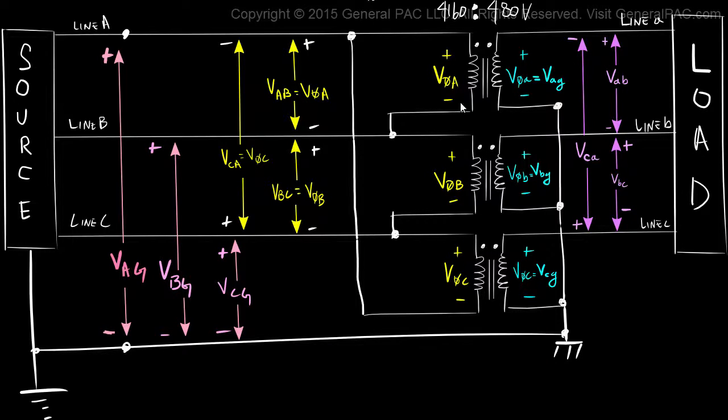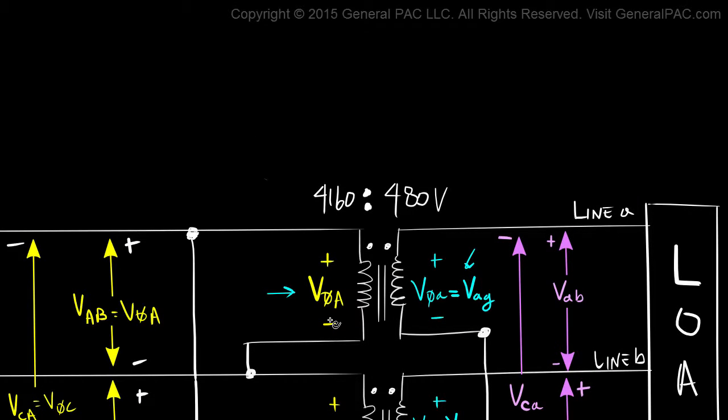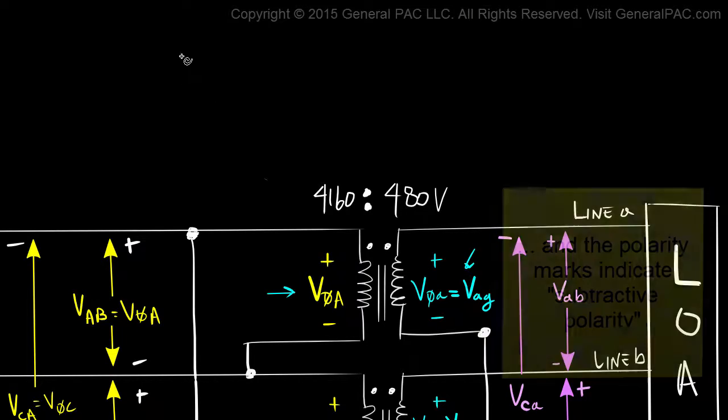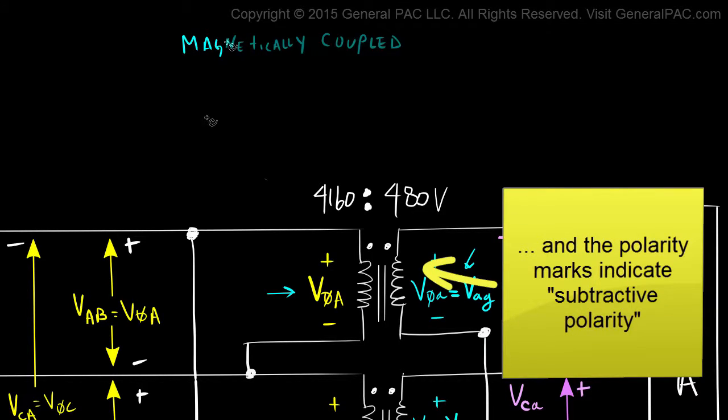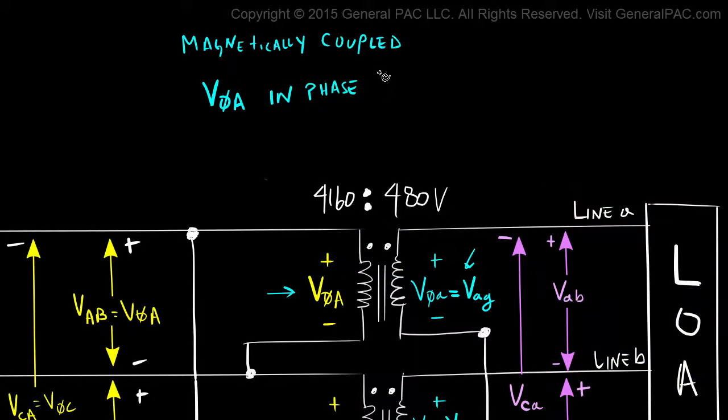Okay, so there's one more thing that we really need to note about the voltage across the primary winding and the voltage across the secondary winding. Because the high voltage winding A, which is this side here, and the low voltage winding A are magnetically coupled, we know that the voltage across the phase A winding will be in phase with the voltage across the secondary winding, which we also define as VAG. Okay, so they're going to be in phase.